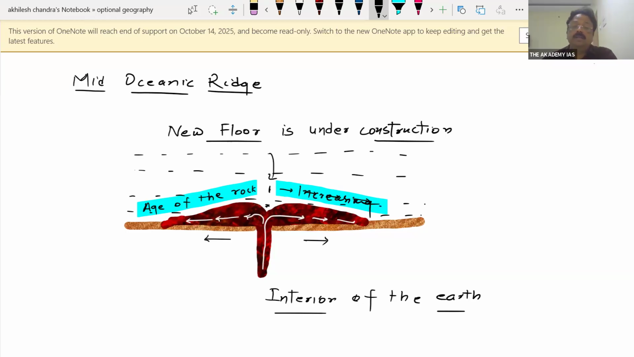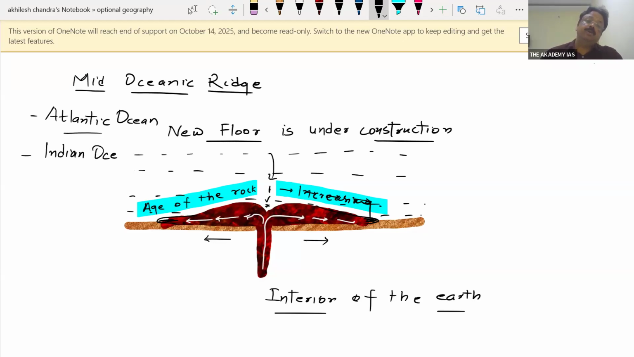That means you are going to get new rock at the center, but as you move away, the rocks are becoming older and older. This mid-oceanic ridge was first studied in the Atlantic Ocean. Then it was also reported in the Indian Ocean, and then in the Southeast Pacific Ocean.